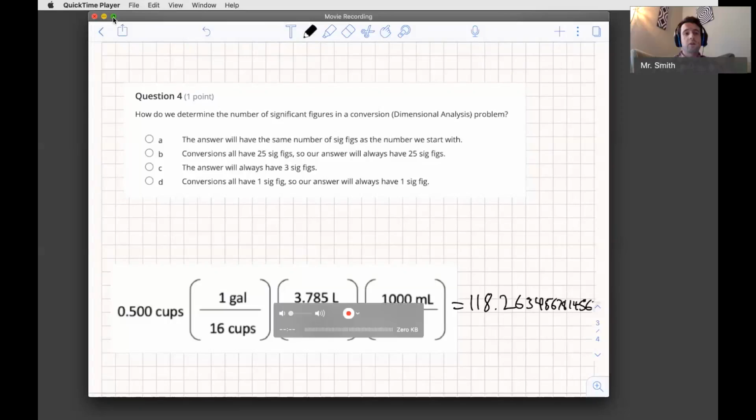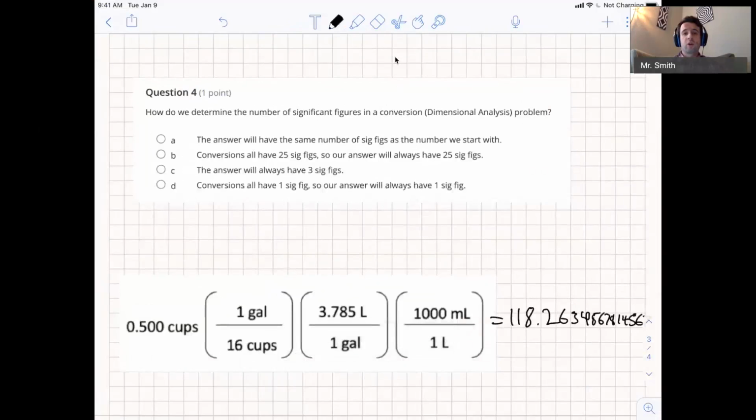Hey guys, today what I wanted to do is go over sig figs with regard to dimensional analysis problems. So on your homework for today, there's this question right here, question number 4, and it asks, how do we determine the number of significant figures in a conversion problem? And there's a couple of different answers.